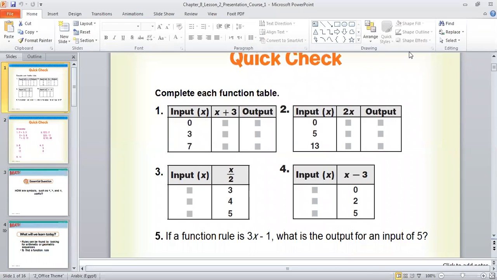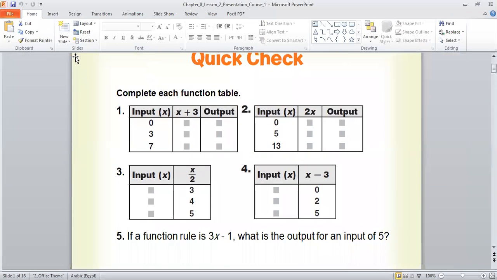Good morning, grade 6. Today we'll start a new lesson. This one will be talking about the sequence. What is this lesson talking about? It will be talking about the sequence. So the name of the lesson will be the sequence.